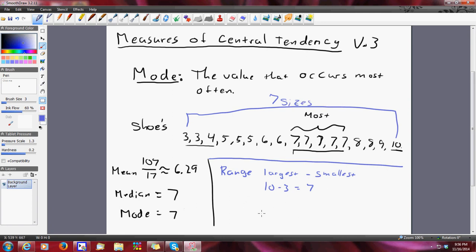And so to give you a better example of my brother's fishing example, let's say the fish in a pond range from 3 inches to 12 inches. The range would be 12 minus 3, or 9 inches.